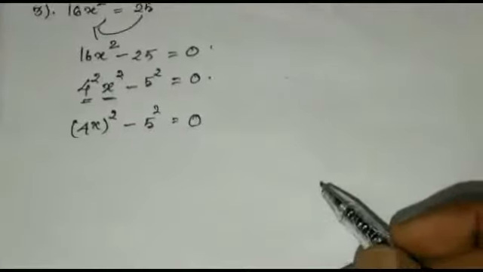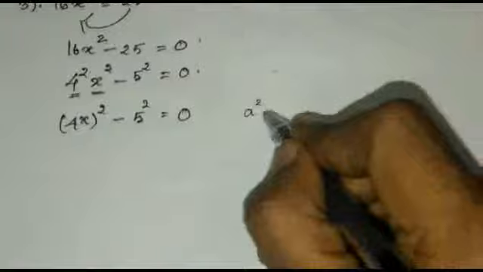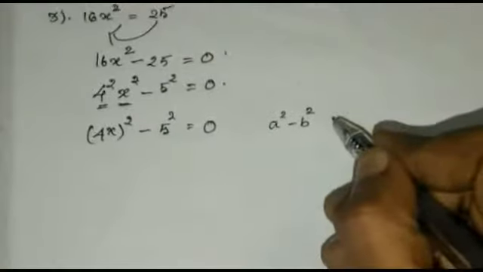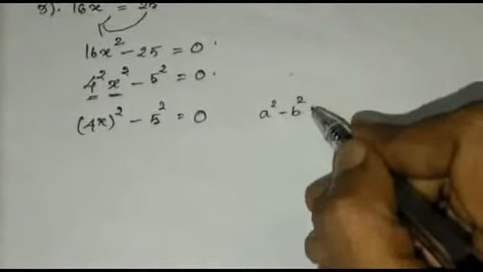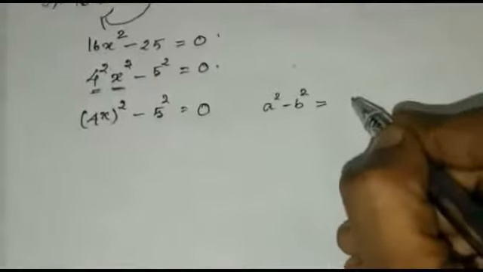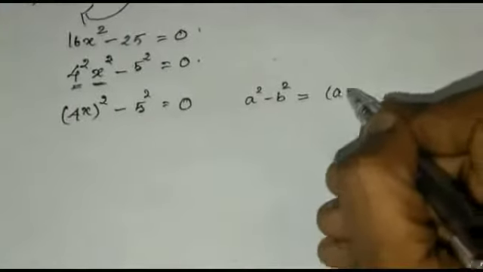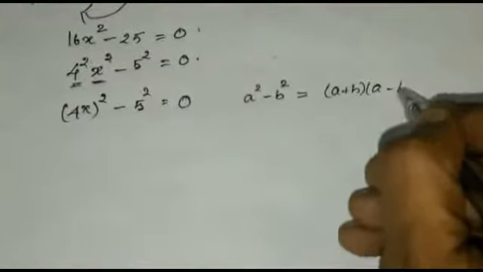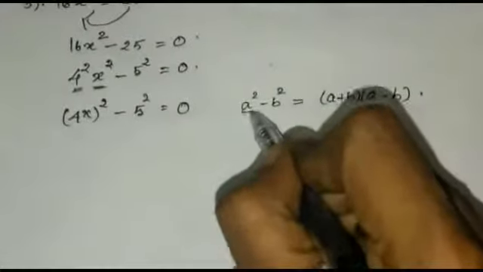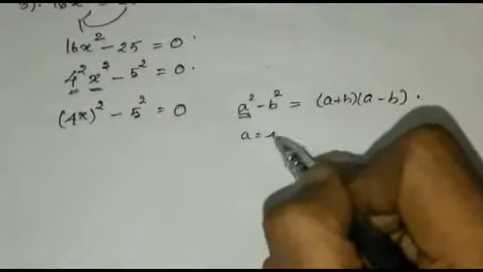And since this is in the form of a square minus b square, your LHS is in the form of a square minus b square. So a square minus b square, which means what identity? That is equal to a plus b into a minus b. So in the place of a we have 4x, and in the place of b we have 5.